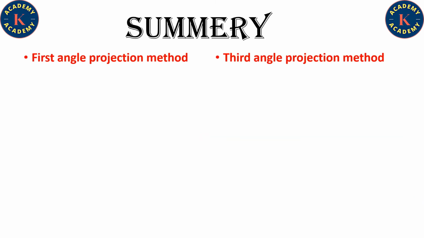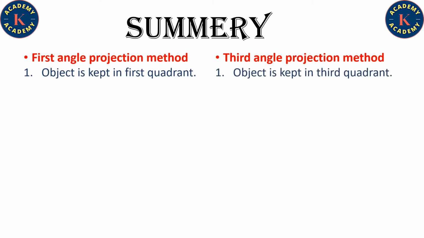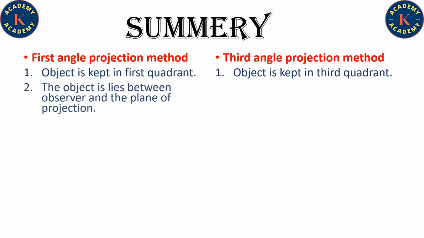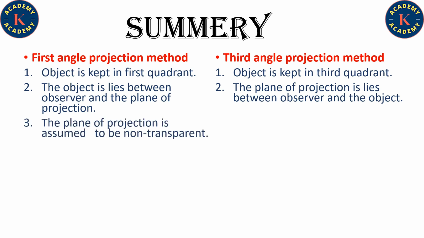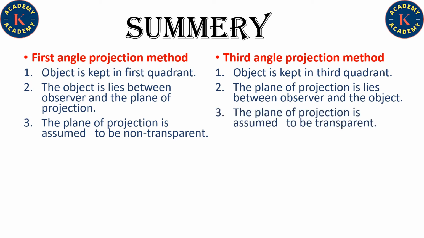Now, summary of first angle and third angle projection method. In first angle, object is kept in first quadrant, and in third angle, object is kept in third quadrant. In first angle projection method, object lies in between observer and plane of projection, and in third angle projection method, plane of projection lies in between observer and object. In first angle projection method, plane of projection is assumed to be non-transparent, and in third angle projection method, plane of projection is assumed to be transparent.